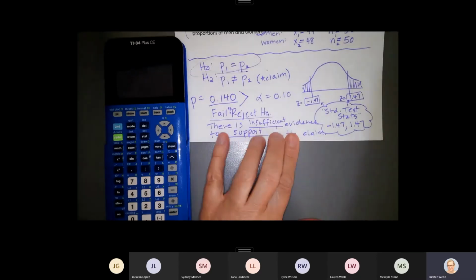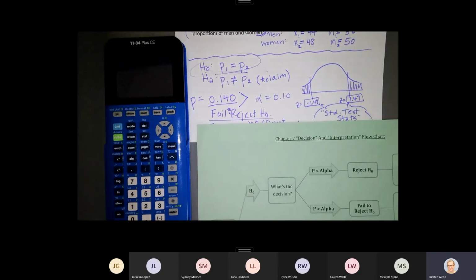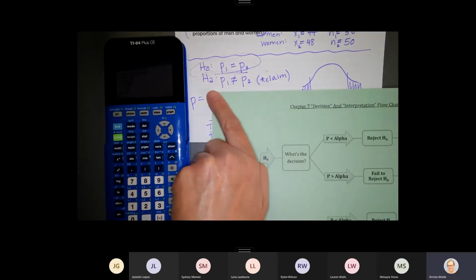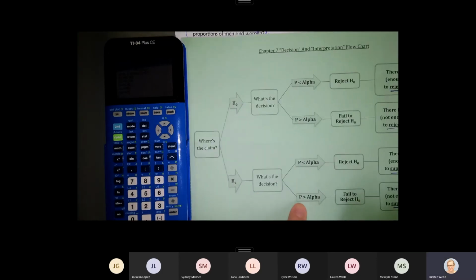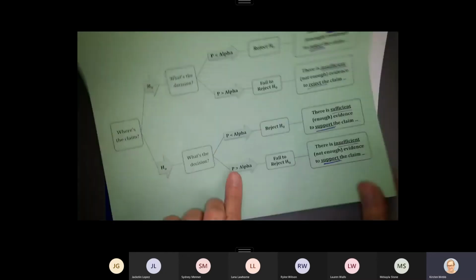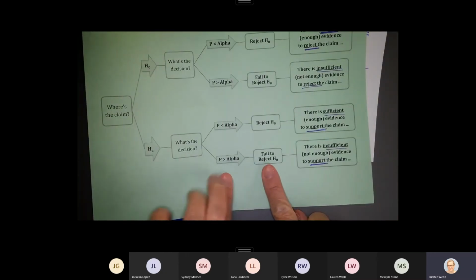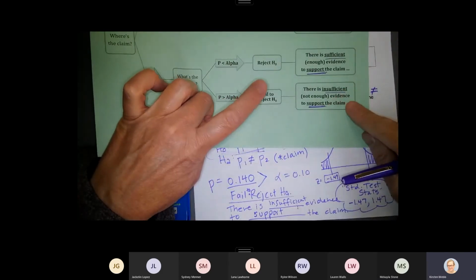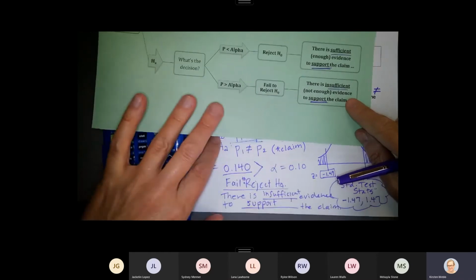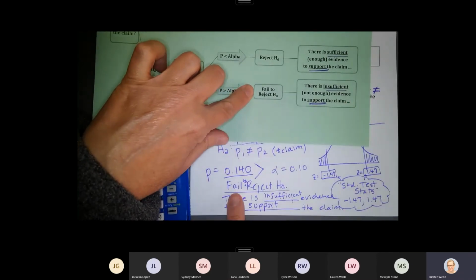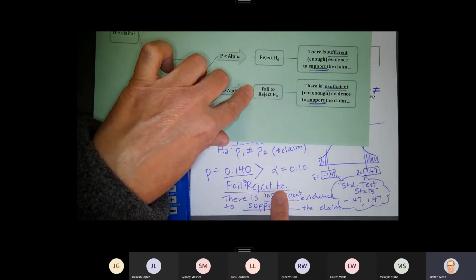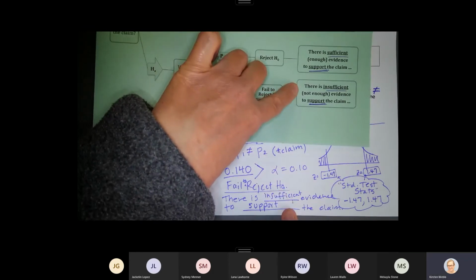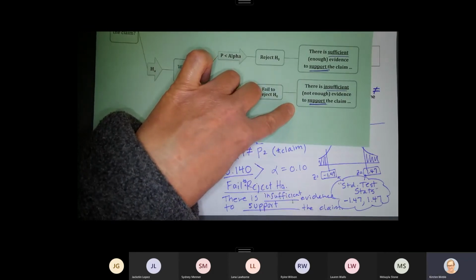Remember, our flowchart can also help us with that decision and conclusion. The claim was next to HA, so we'll start by moving down. Then p was greater than alpha. So we're on the very last row here. These two bubbles will help us with our decision and our conclusion. So that's why we failed to reject H0. And why we said there's insufficient evidence to support the claim.